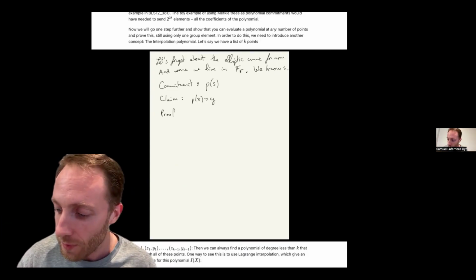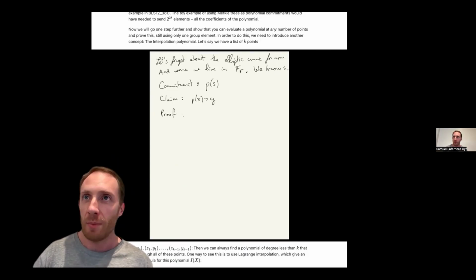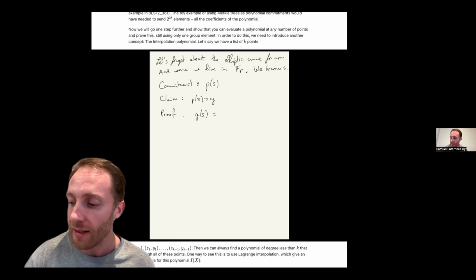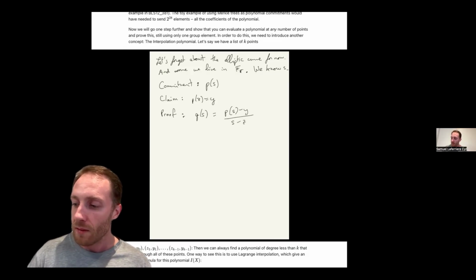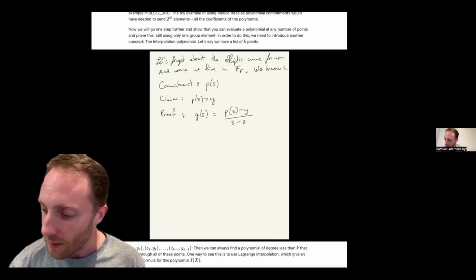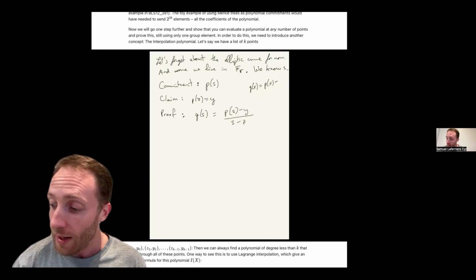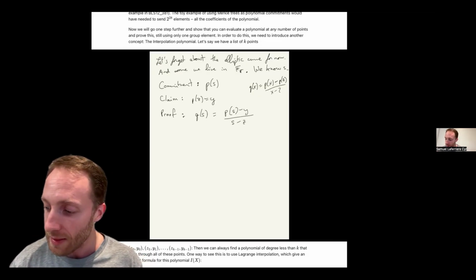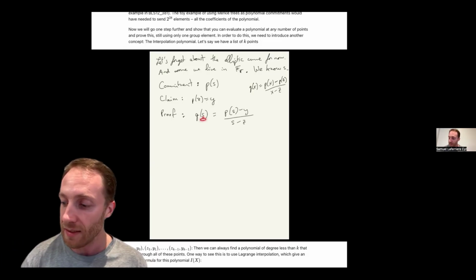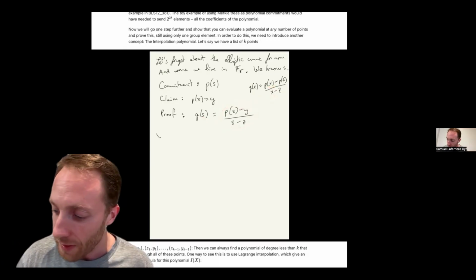So a proof for this claim will just be Q of S, which again, as we defined above, is just equal to P of S minus Y divided by S minus Z. You remember that Q of X was just defined as P of X minus Y, which is P of Z, divided by that linear term, X minus Z. So here all I did is I plugged S into the X's. So we get this.